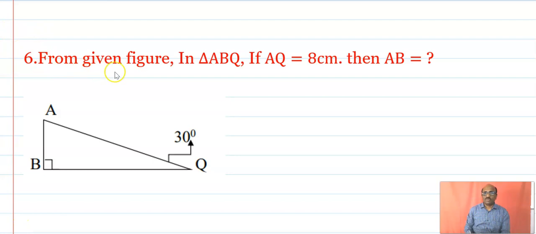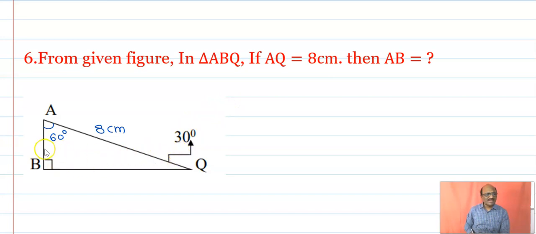Now in the next question, from the given figure, in triangle ABQ, AQ is equal to 8 centimeter. This is the 8 centimeter. Then what is AB? Now in triangle ABQ, measure of angle Q is 30 degrees, B is 90 degrees, and therefore this must be 60 degrees. Then what reasoning will we give? That is the sum of the angles of a triangle is 180. Now here AQ is equal to 8 centimeter. Now this triangle is a 30, 60, 90 degree triangle, and we want to find out the AB.